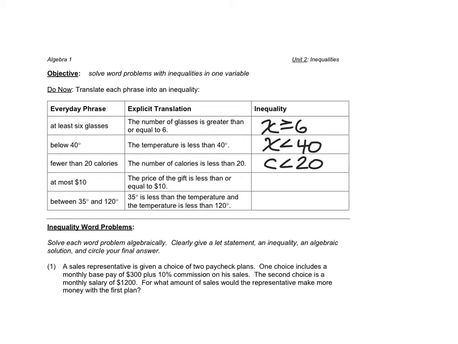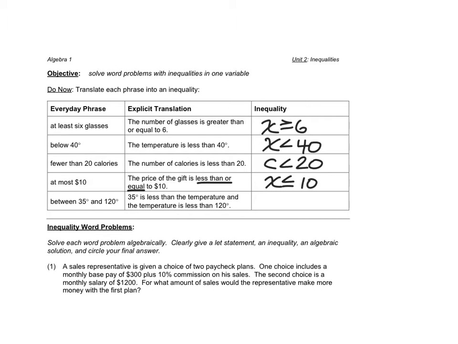Does not matter. At most 10 translates to less than or equal to 10. So we would say what? X is less than or equal to 10. And then between 35 and 120. All right, so that one's the weirdest one. 35 is less than the temperature, and the temperature is less than 120.